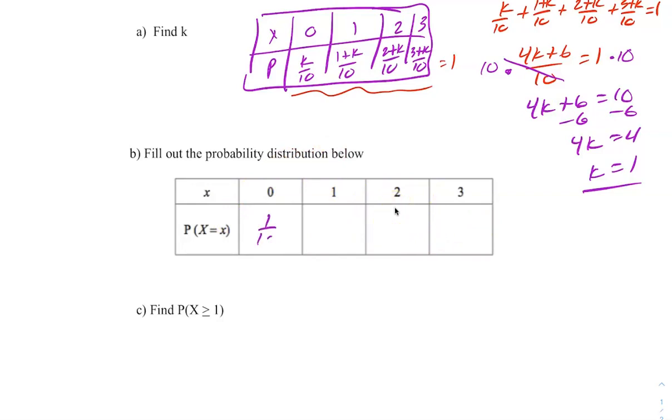So I get 1 over 10. 1 plus 1 over 10, right? Just plug into here. So that'll be 2 over 10. Plug that in, 3 over 10. 2 plus 1 over 10. And then finally, plug that in. I get 4 over 10. And that should equal 1, yes. 1, 3, 6, 10. Yeah, 10. So there we go.